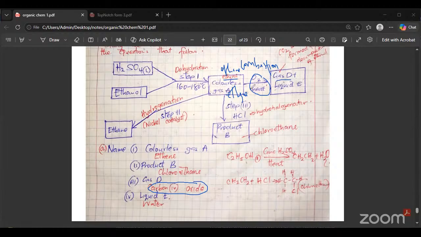Okay. So I'm saying in combustion, when we burn ethane and ethyne, the product, the gas D, is CO2 for both, unless of course the oxygen is limited, which is a very rare case. And liquid E for both is water, formed to give CO2 and water. And actually, this one is not what we call a neutralization reaction, because CO2 is a gas.